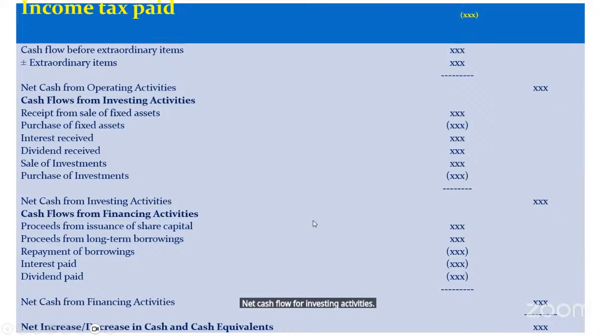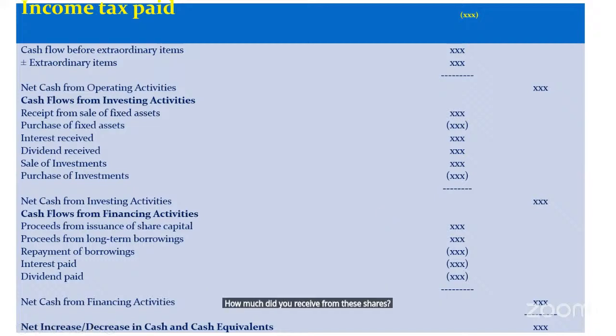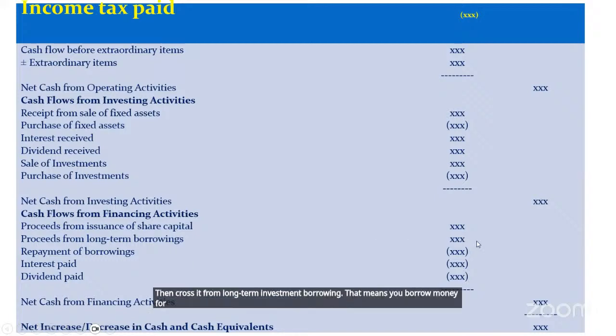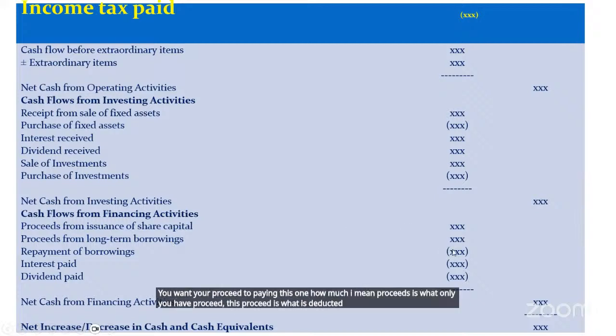Then the last one is cash flow from financing activities. Proceeds from issuance of share capital. When you issue shares, how much did you receive from the shares? You write it here. Then proceeds from long-term borrowing. That means you borrow money for the business. That is an inflow. Even though it's a debt, it's an inflow to the organization. You put it here as a positive.